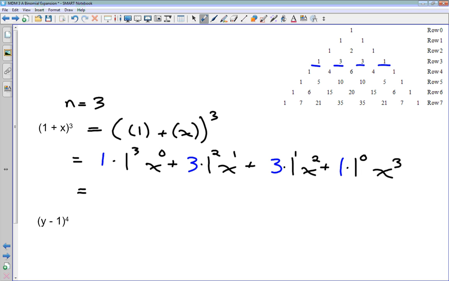And then I can simplify. 1 to the 3 is just 1. x to the 0 is just 1. So this whole first term just becomes 1. My second term becomes 3 times 1 times x, so 3x. My third term becomes 3 times 1, which is just 1, times x squared. And my last term is 1 times 1 to the 0 is just 1, x cubed. So my expansion is 1 plus 3x plus 3x squared plus x cubed.